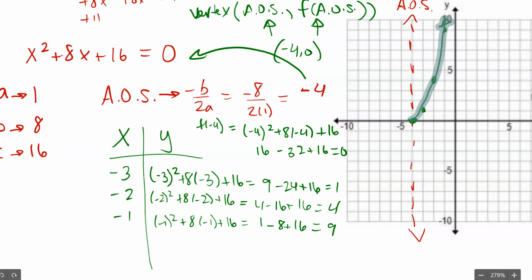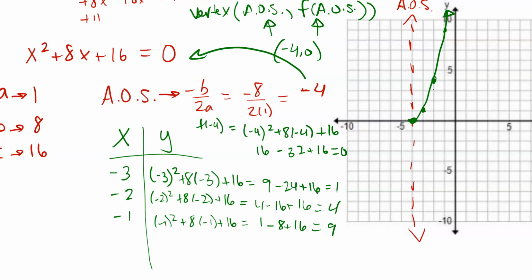X to the second plus 8x plus 16 equals 0. We totally just disregard the 0 and say that it's just x to the second plus 8x plus 16. Right, because when I said equal to 0, that means I'm trying to find the x-axis. I'm trying to find where it crosses the x-axis. There's only one point where it does. There's only one point where this is true, and it's -4.